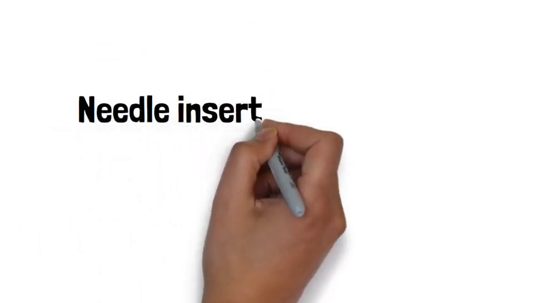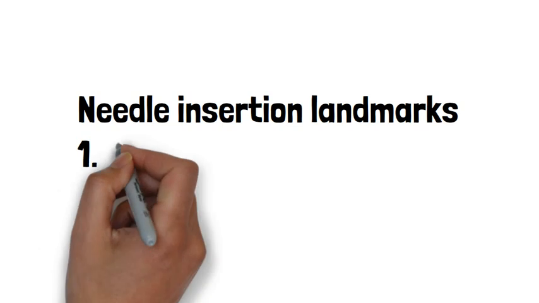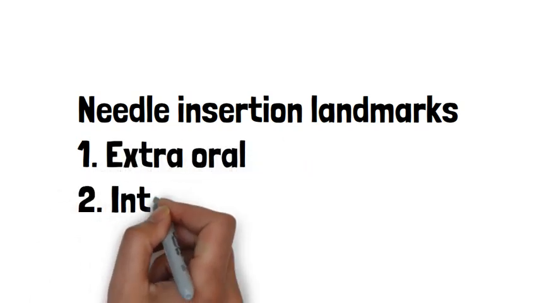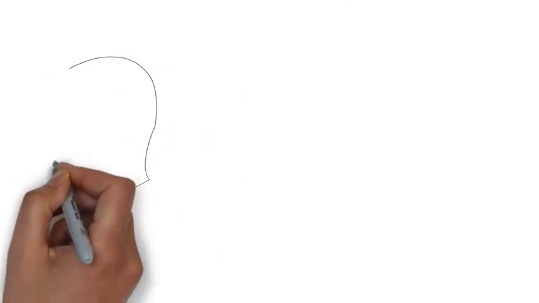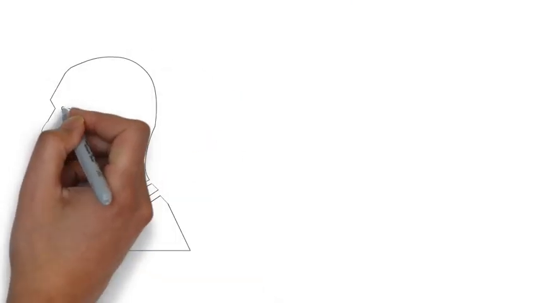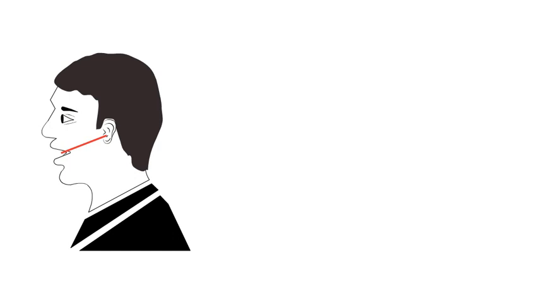The needle insertion site is determined by two landmarks, the extraoral landmarks and the intraoral landmarks. The extraoral landmarks are the intertragic notch, which is the lower border of the tragus of the same side of the block, and the corner of the mouth on the opposite side. The needle should be aligned with this line and is parallel with the angle between the ear and the face.